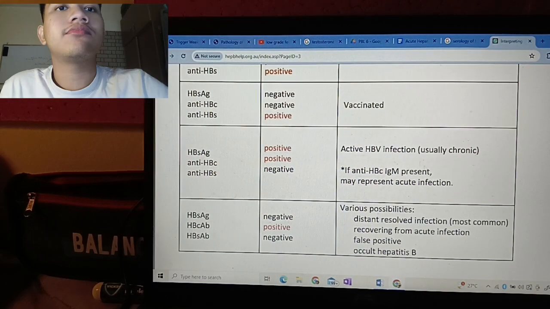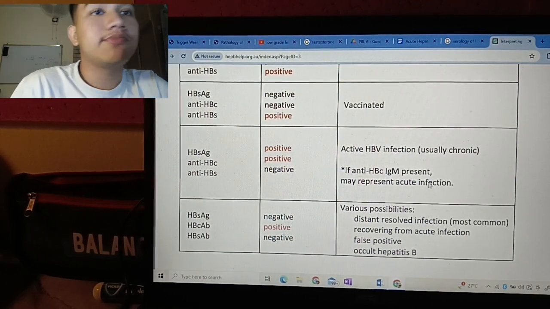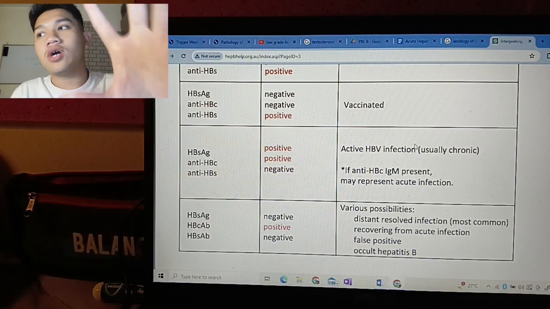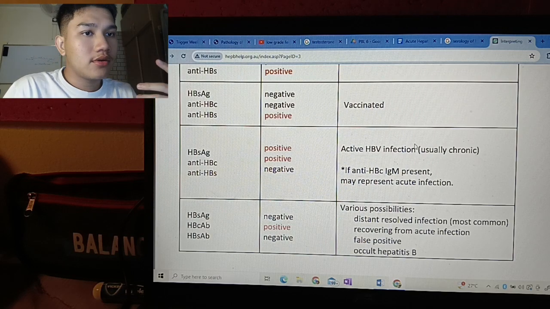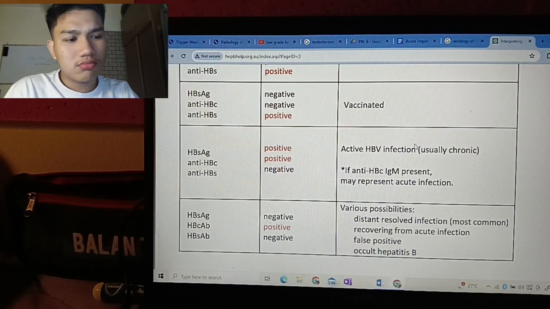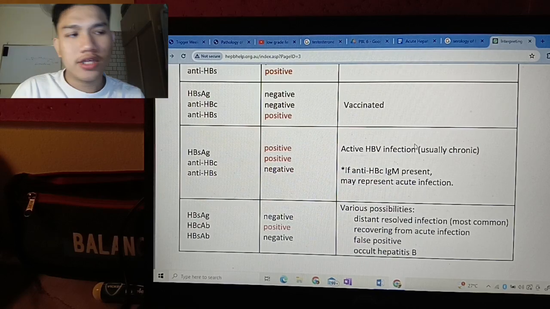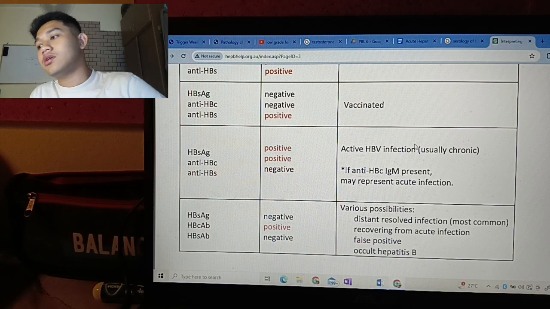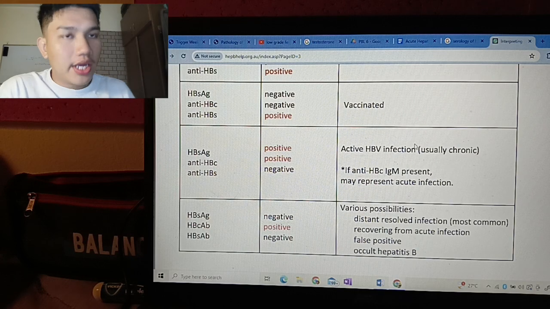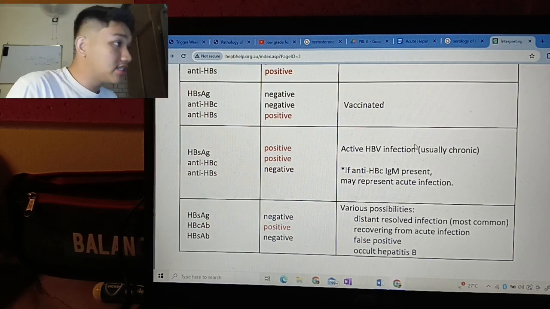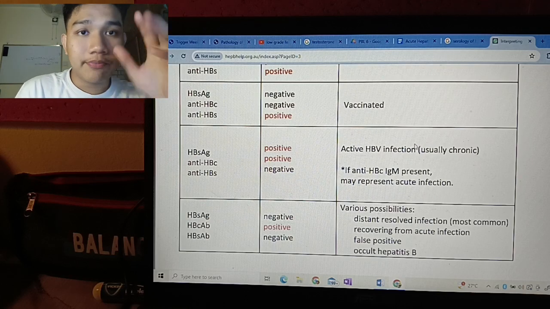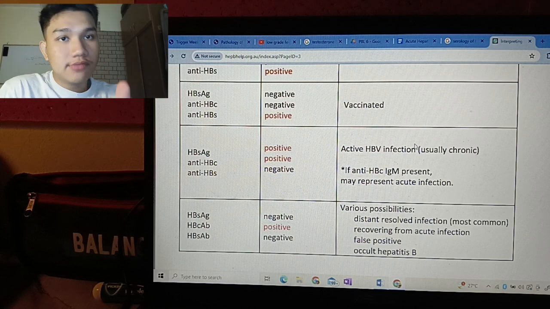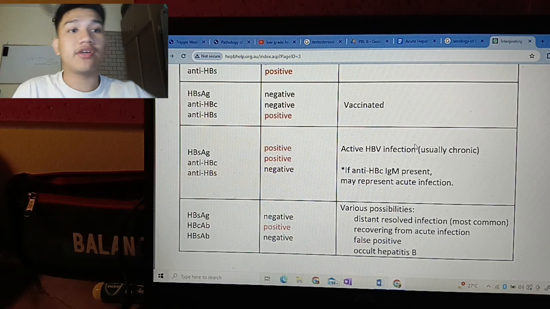And then ada mark kat sini. If anti-hepatitis B core IgM present, IgM indicates itu adalah acute infection. The first antibody being produced by immune response towards an intruding antigen. Okay. So bila anti-hepatitis B core IgM positif ada present, maksudnya itu ada baru, patient baru menerima infection. Tapi kalau IgG, patient sudah lama menerima infection.